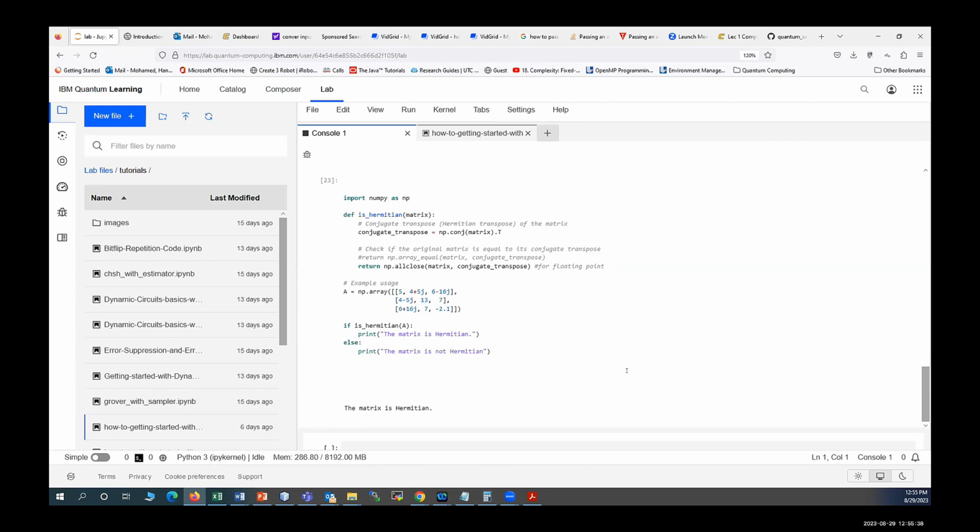Interesting. You are working in the IBM Quantum Lab directly. Yeah, I'm trying to get familiar with it. So I use the lab for it, and I just copied your code and entered the matrix here, and it says the matrix is Hermitian. Okay. Nice. So the code worked directly in the IBM notebook. Yeah, I just copied that and pasted here. Oh, and that worked. Nice. Okay, thanks for trying this.